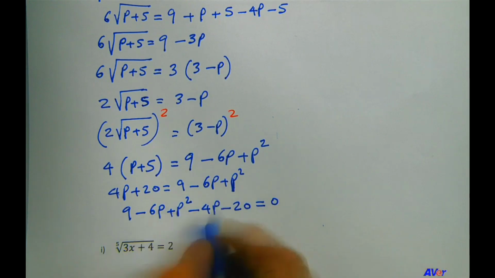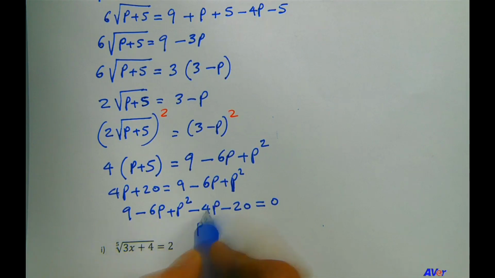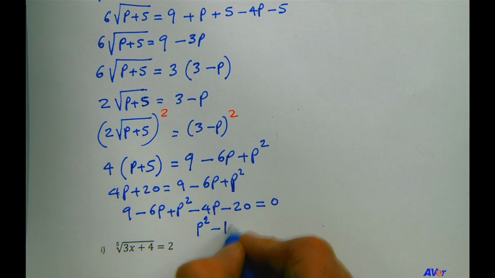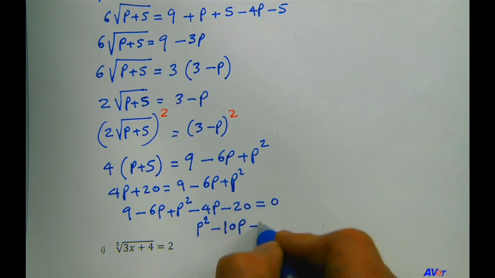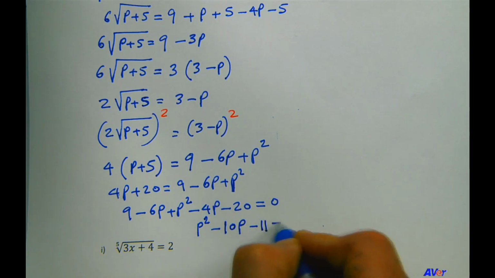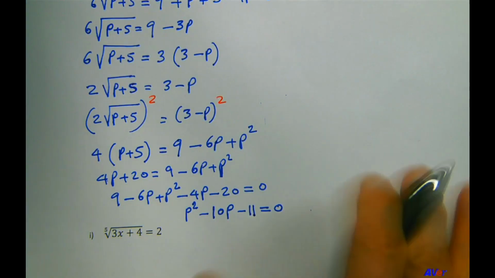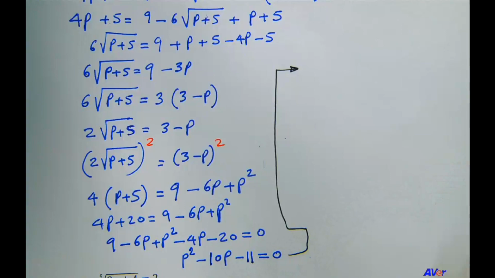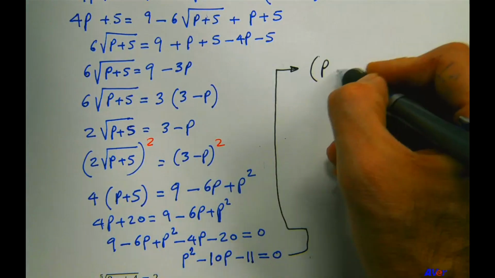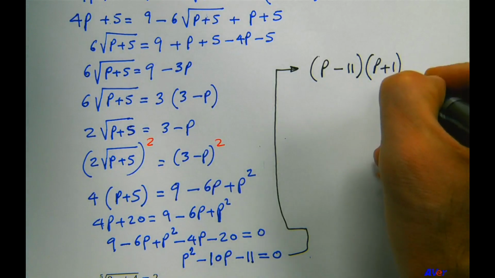So now let's combine things. We end up with p squared minus 6p minus 4p, that's minus 10p. 9 minus 20, that becomes minus 11, equals 0. Right? Can we factor this? We should. Right? In order to solve it, we should. So factoring this gives us p minus 11 times p plus 1 equals 0.